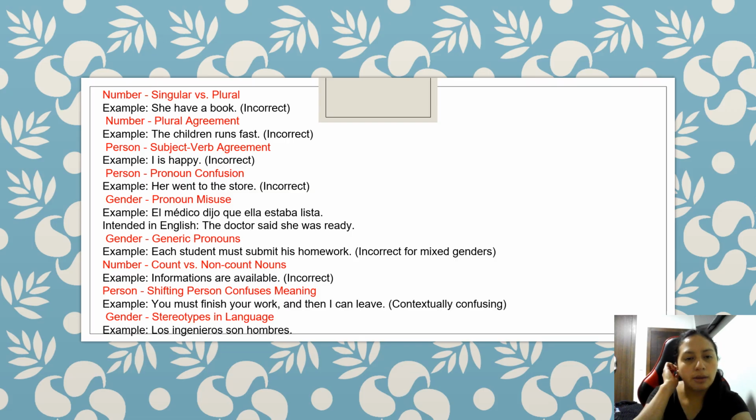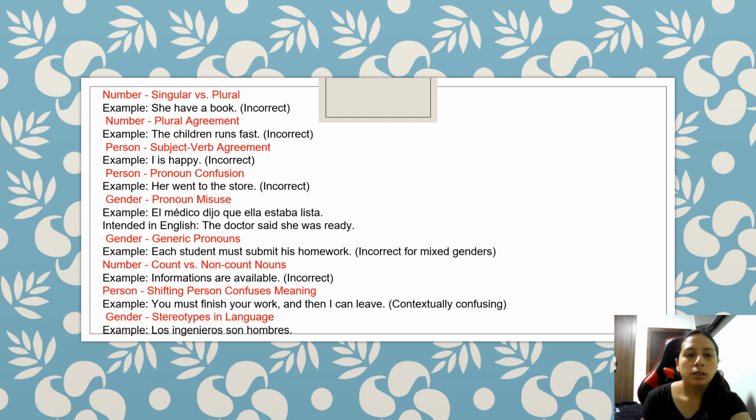And another is a person, subject verb agreement. For example, "I is happy." This is incorrect. The correct is "I am happy." Using incorrect person form disrupts clarity and sounds weak.